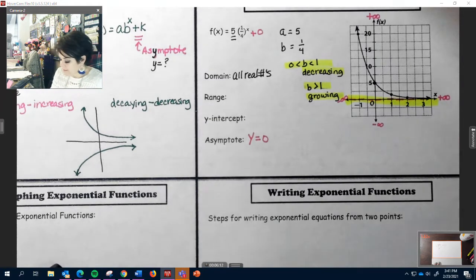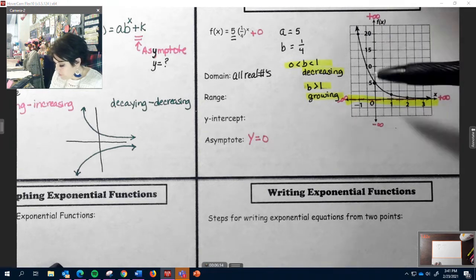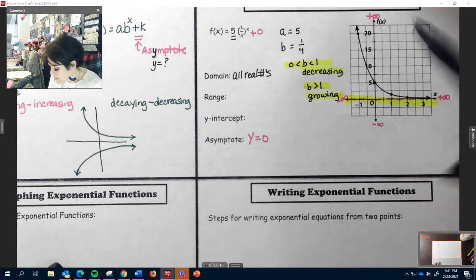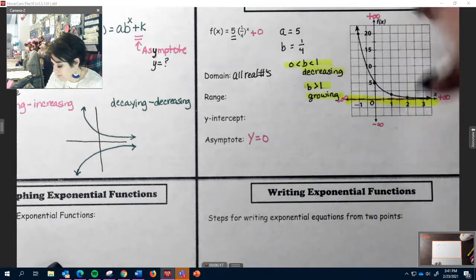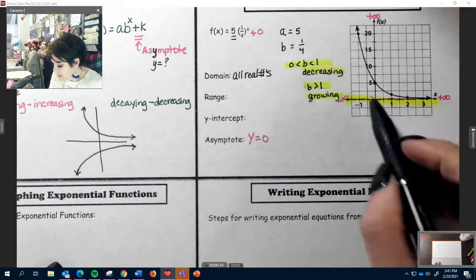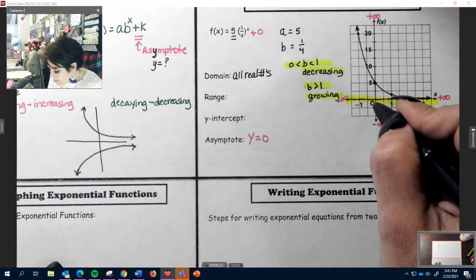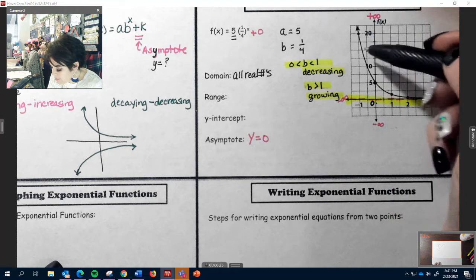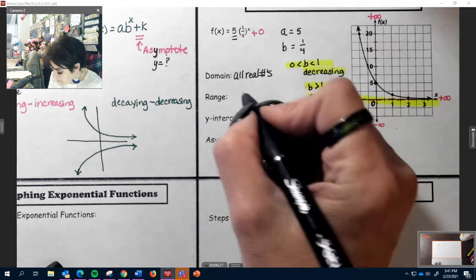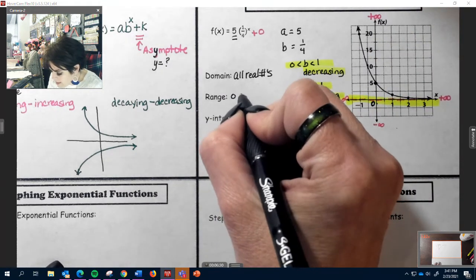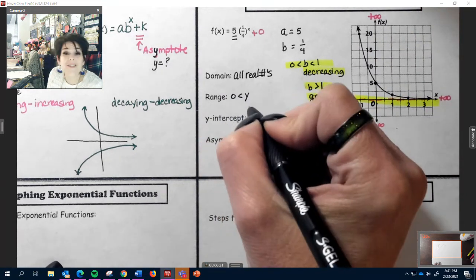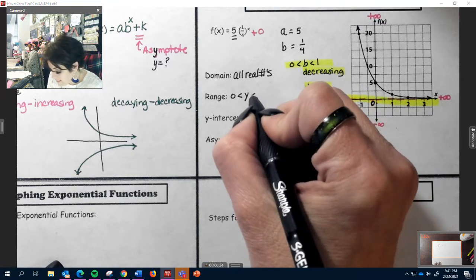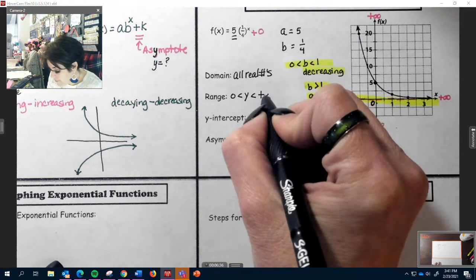How tall is it? So the range is how tall. Well, I see there's a floor right here, and the graph doesn't go below it. It's all up here. So my low number that it's getting really close to is 0, and the high number that it's going up to is infinity. So 0 less than y, because it's the range, it's not the x, less than positive infinity.